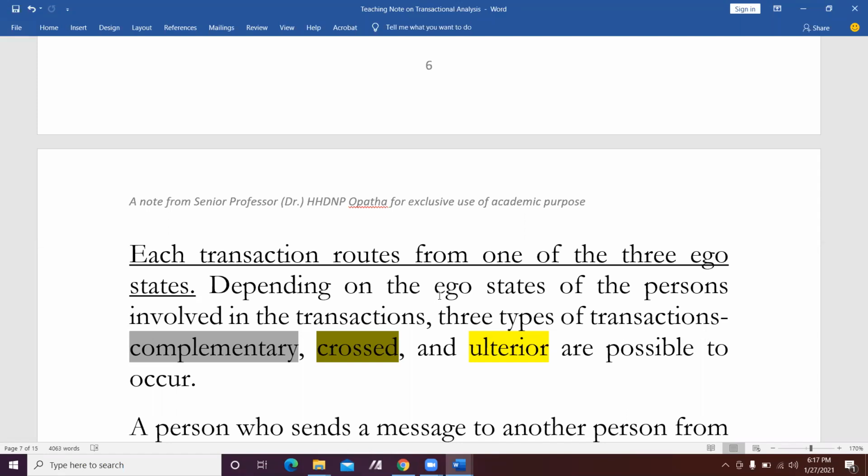These are transactions. Let me pronounce in that way. Transactions.